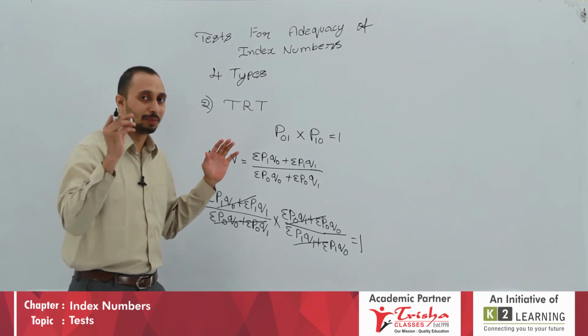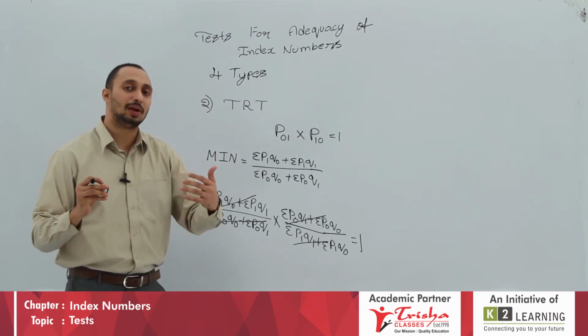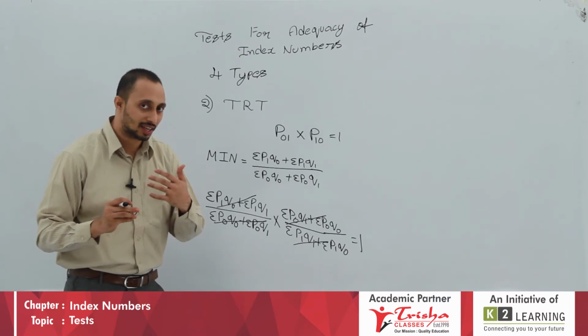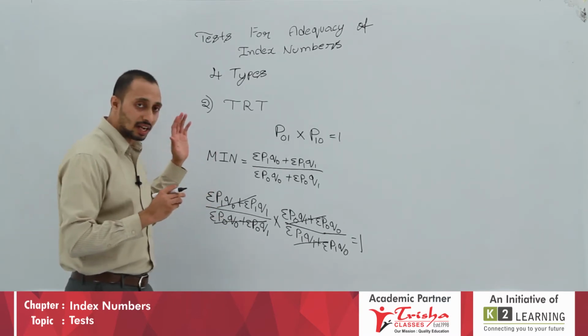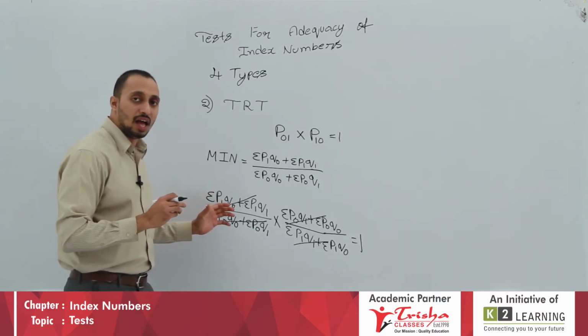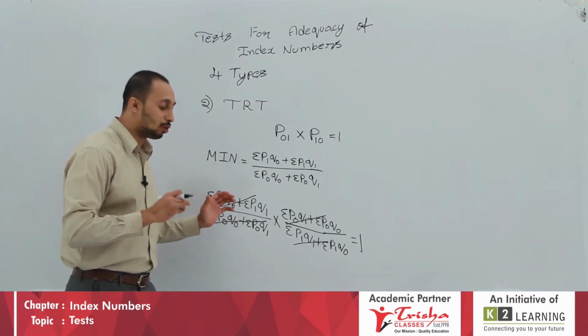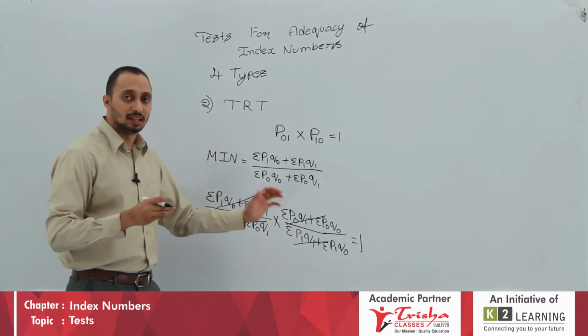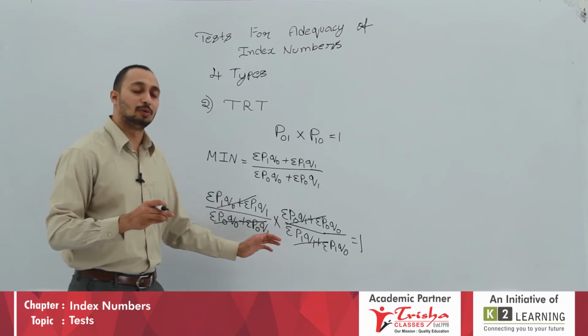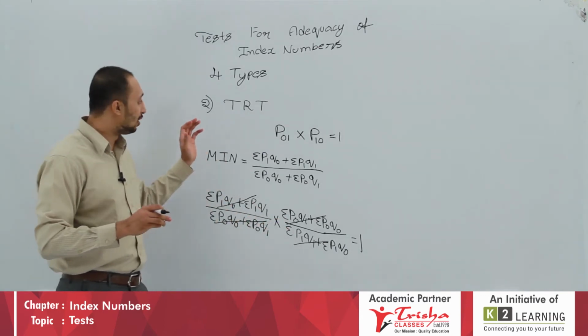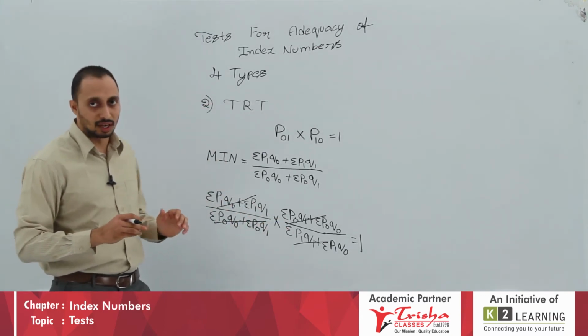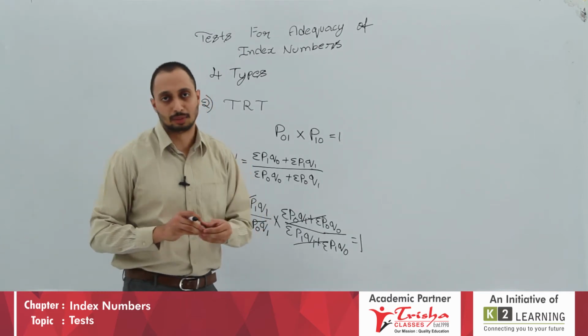Once again, how do we pass the unit test? You should be independent of units. You should not contain any units. Now, how to pass the time reversal test? You take a formula and you change the 0 to 1 and 1 to 0, and the resulting formula is the reciprocal of the original formula. Then it will pass the time reversal test, or else it will fail the time reversal test.